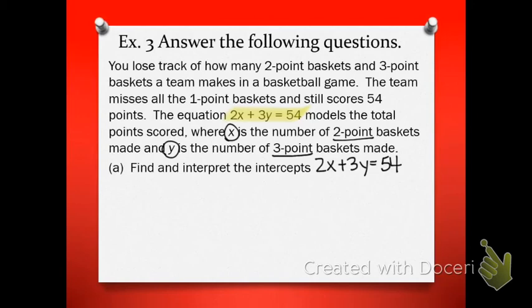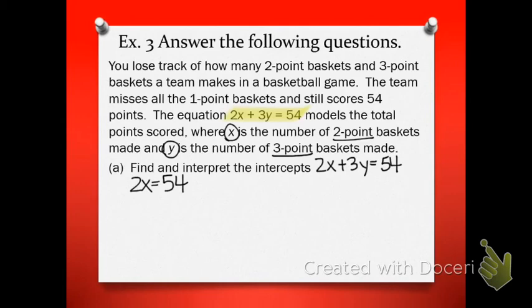Now, let's find the intercepts first. You can use whichever method you want. I'm going to use the cover-up method. I want to find the x-intercept. So what am I covering up? The 3y. The 3y's got to go away, so that leaves me with what? 2x equals 54. So let's write that down.